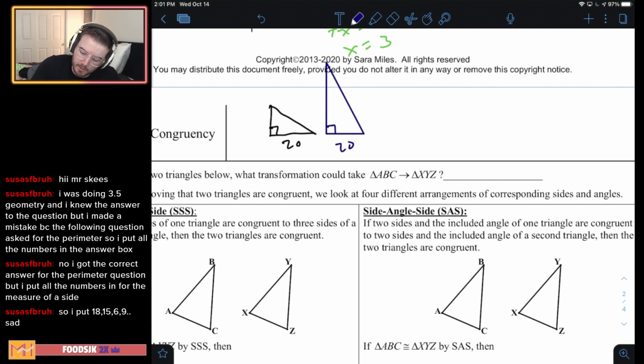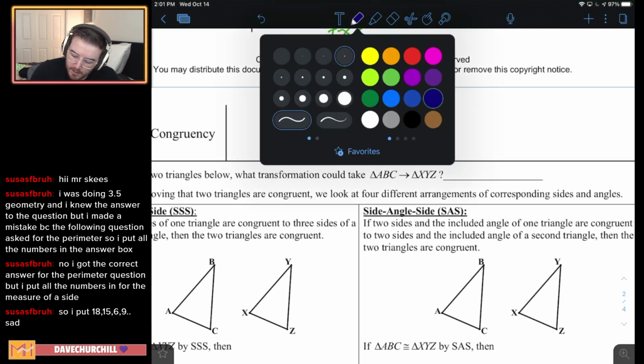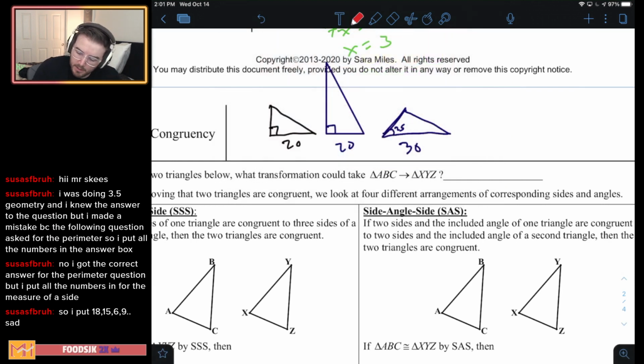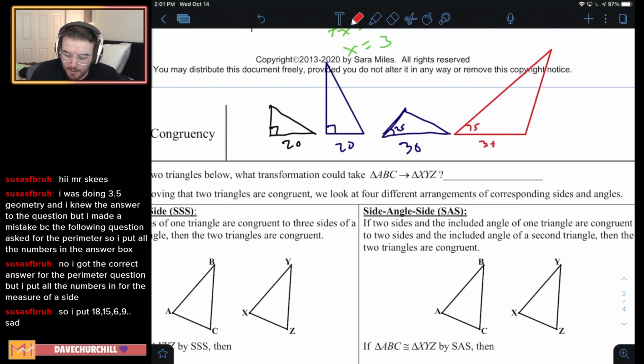Let me give you another example. I can have a triangle that looks sort of like this, where the base is 30, and let's say this angle is like, I don't know, 25 degrees. Well, I can draw another triangle with the exact same measurements, this is 25 and this is 30, but clearly they're not the same.